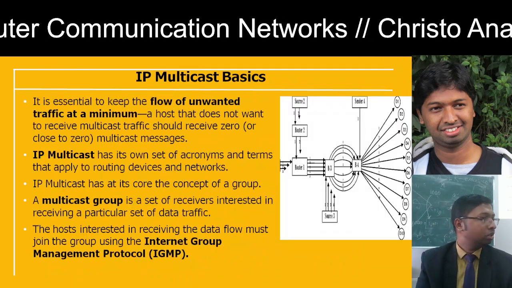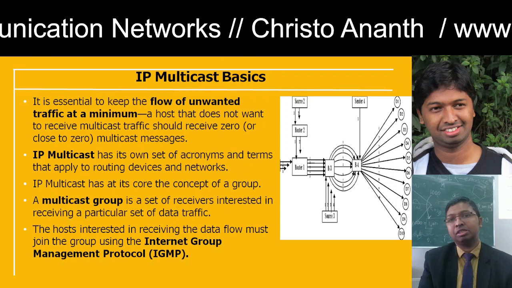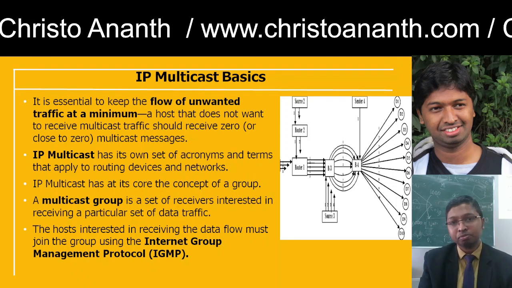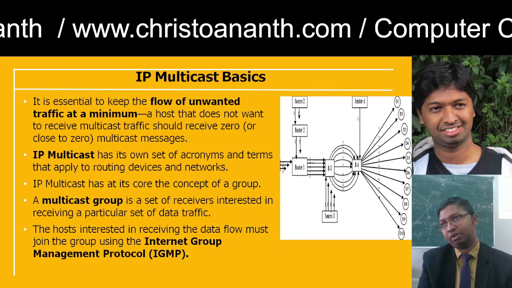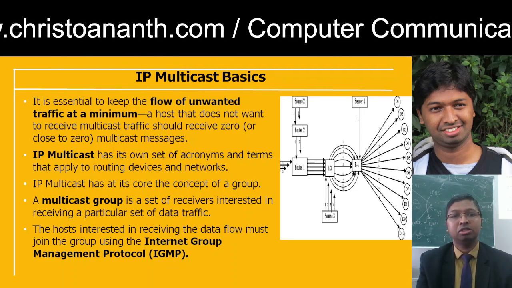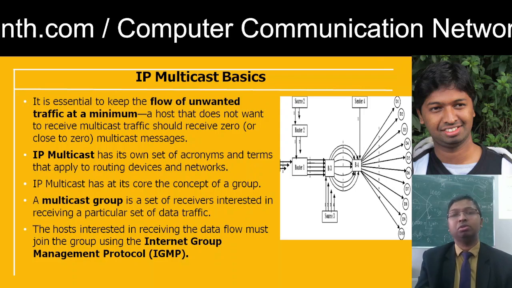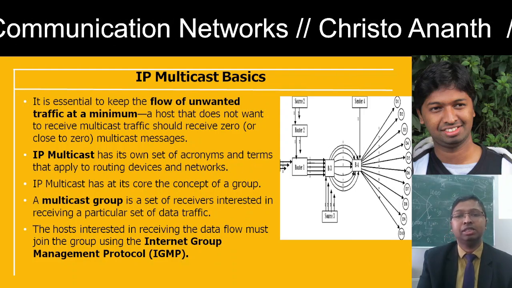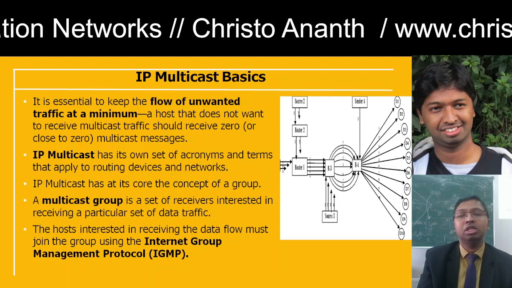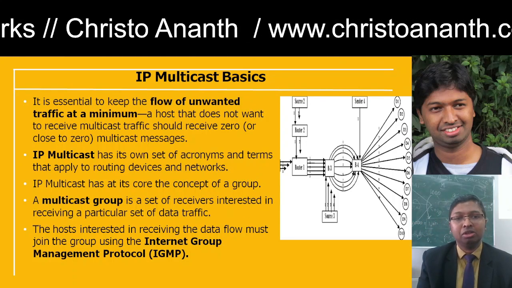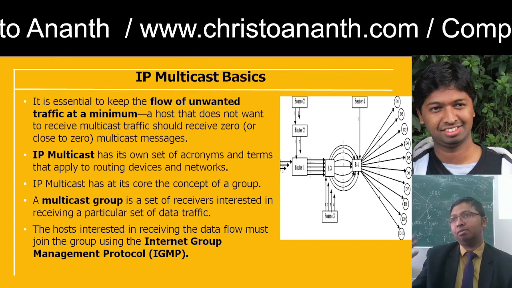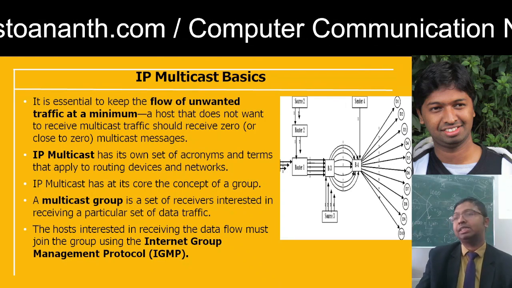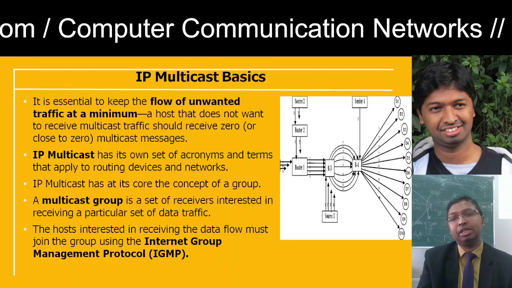The basic criterion is that you have to prevent the flow of unwanted traffic and keep it to the minimum. A receiver that does not want to receive this multicast traffic should receive zero multicast messages, or close to zero. Here IP multicast acts as a center point, and it will be a set of receivers which are interested in receiving a particular set of data traffic.